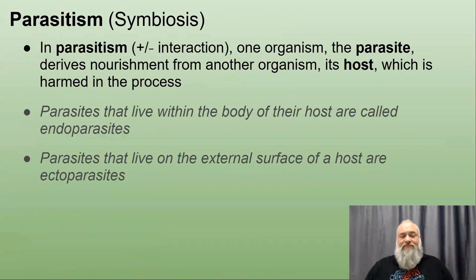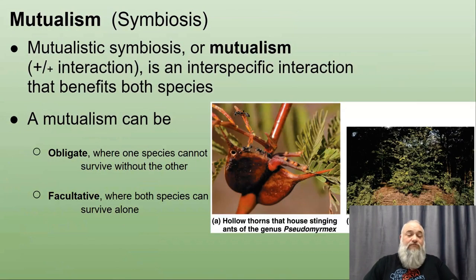So parasitism is a type of symbiosis where the parasite generally gets nourishment from the host organism. So it's beneficial for the parasite, negative for the host. Mutualism is mutually beneficial. That's the one that's beneficial for both.